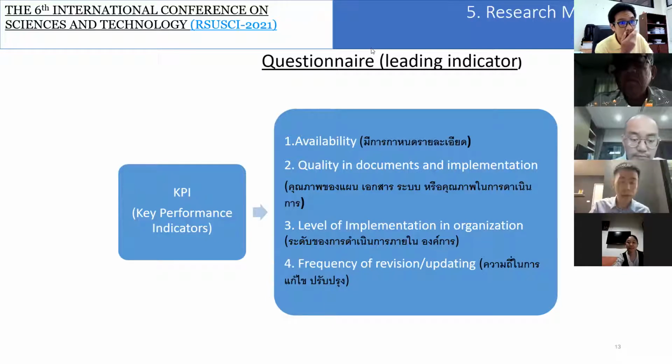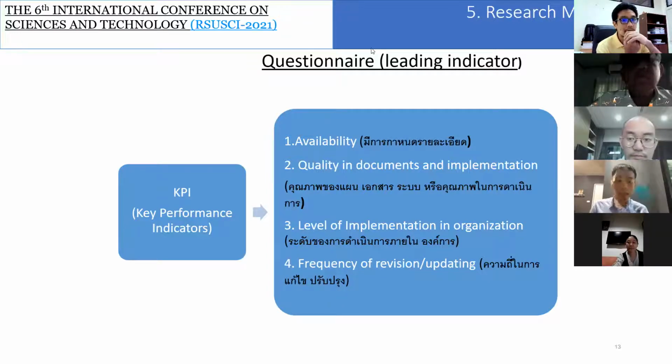So with the KPI or leading indicator, I block the questionnaire into 4 terms. The first is the availability of the factor. The second is the quality in document and implementation. The third is the level of implementation in the organization. And the last one is the frequency of revision and updating of the factor.